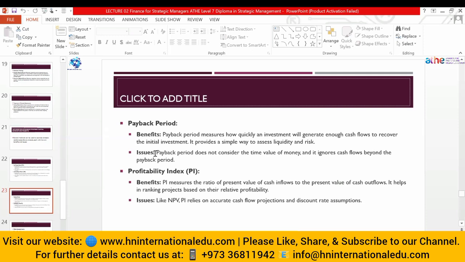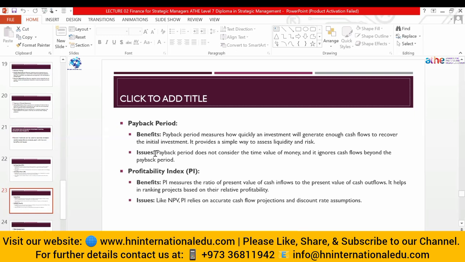Problem: payback period does not consider the time value of money, because you know there is uncertainty of time. You can get the recovery of your investment in the second year, maybe not in 5 years. It depends on the kind of project in which you have invested. And it ignores cash flows beyond the payback period, because there is an uncertainty factor again.